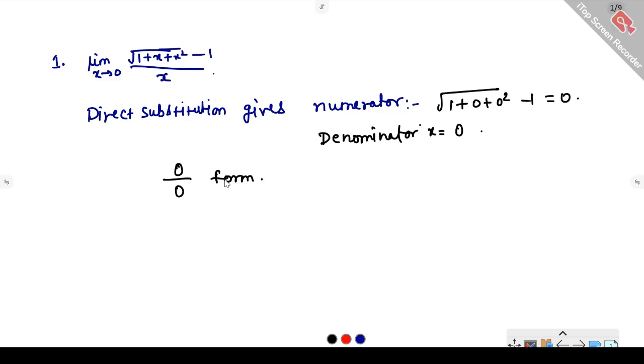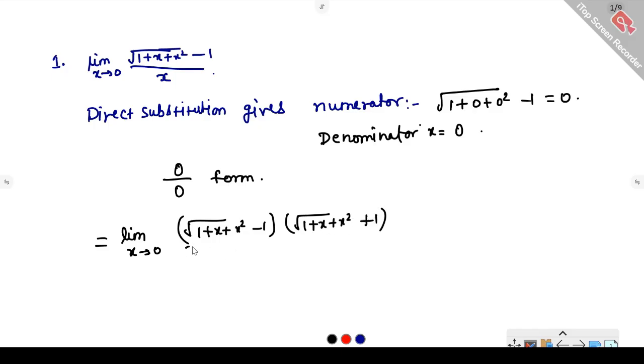So we multiply numerator and denominator by the conjugate of under root 1 plus x square minus 1. So the conjugate of under root 1 plus x square minus 1 is under root 1 plus x square plus 1. So this limit we can write as square root 1 plus x square minus 1 multiplied by under root 1 plus x square plus 1. This is the conjugate, and now the denominator is x times under root 1 plus x square plus 1.